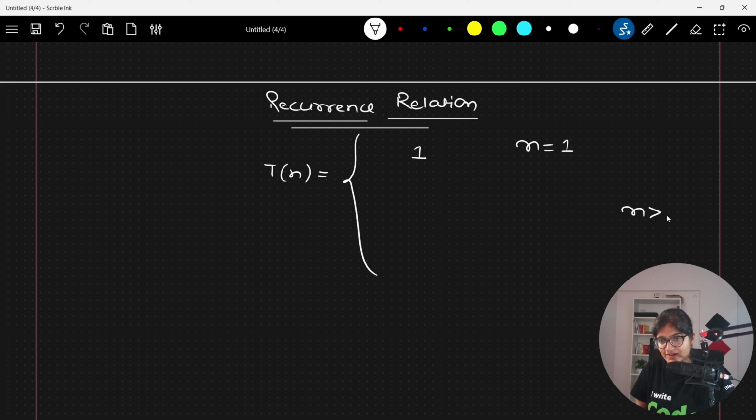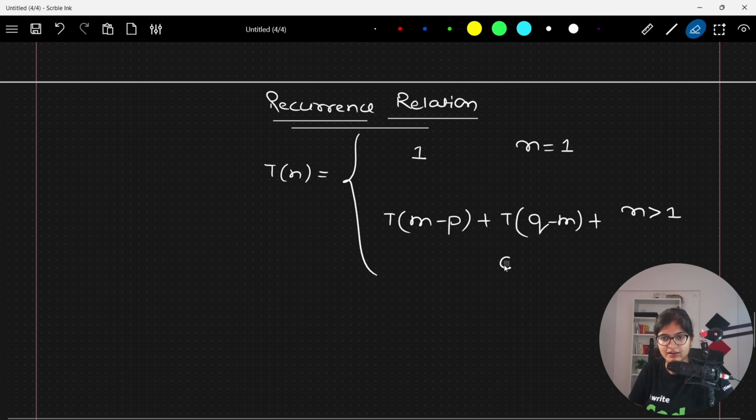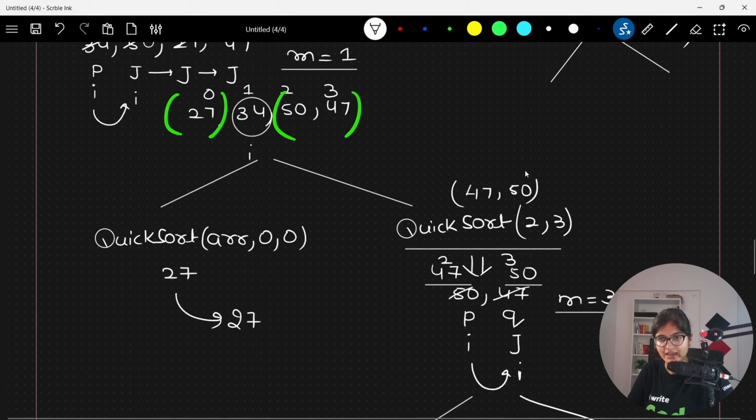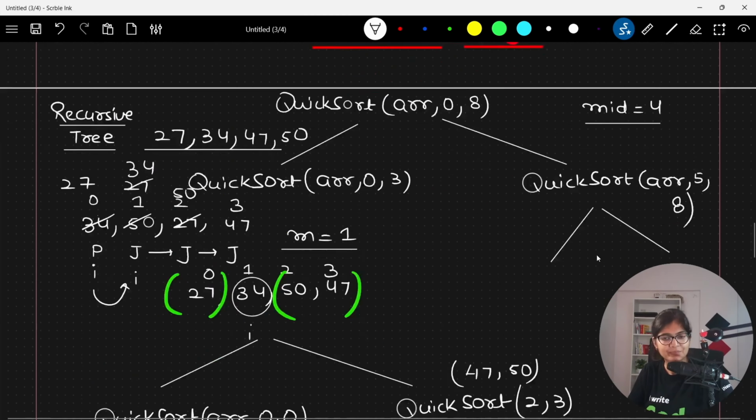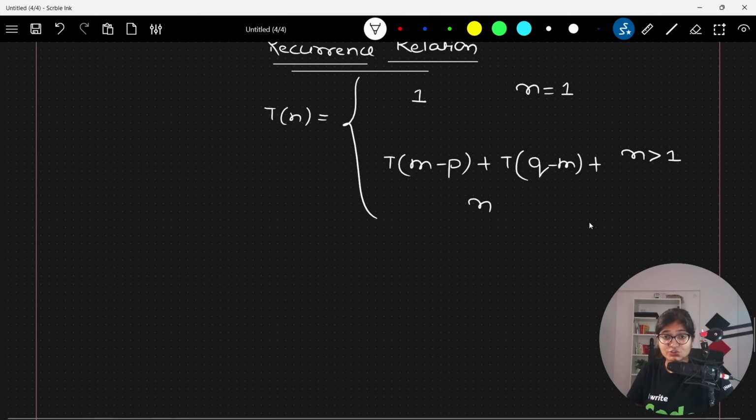But when the value of n is greater than 1, at that point of time it will be T of m minus p plus T of q minus m plus the value of c. Sorry, the value of n. Partition algorithm is taking the value as n, with m minus p and q minus m, right? Perfect. So this is the recurrence relation of the QuickSort that we have.